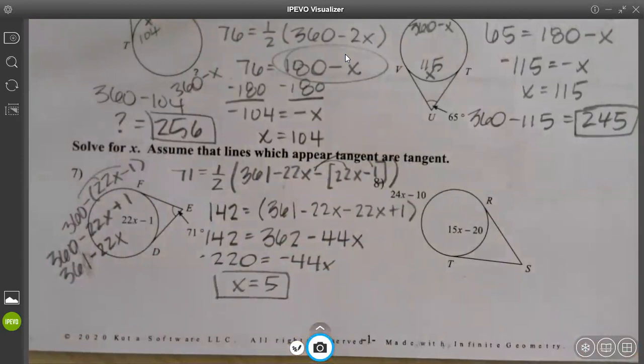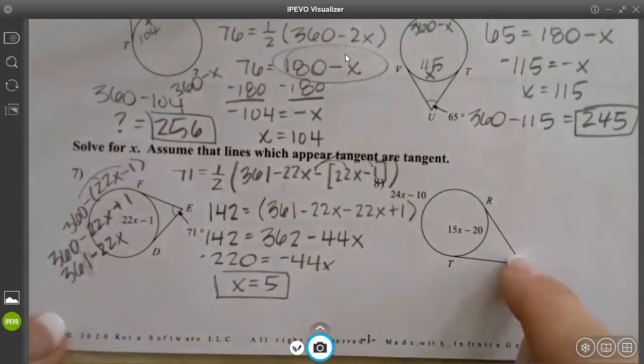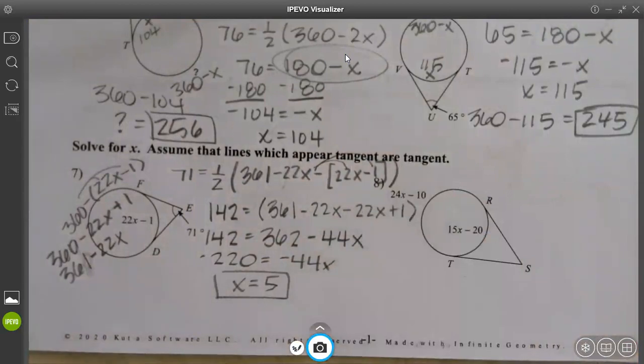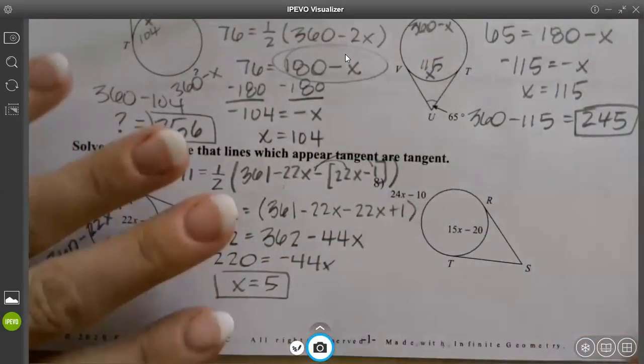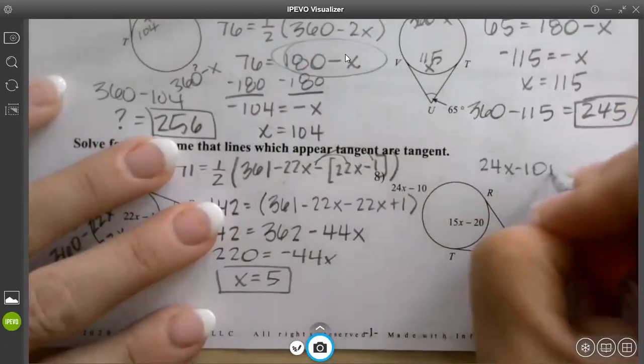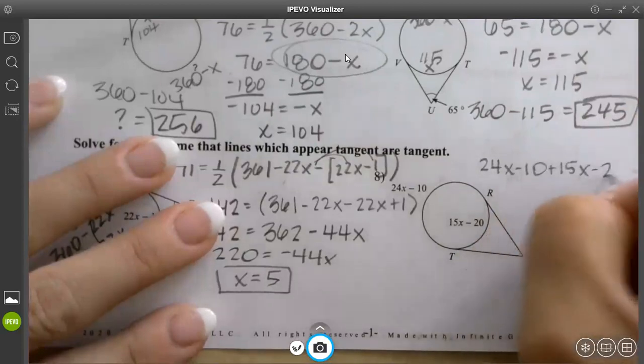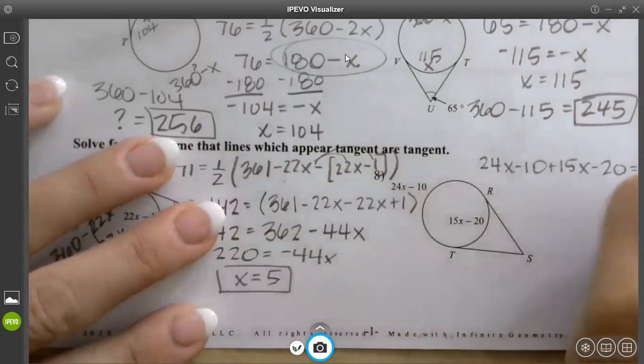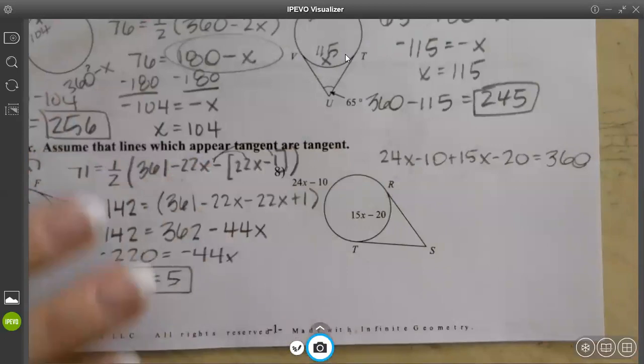All right, look at this one. What do I not have on this one? I don't have that angle, right? Do I need the angle to figure out what the x is on this one? No, because I have the 2 measures of the circle, and the circle adds to what? 360. So we're going to add these up. 24x minus 10 plus 15x minus 20 equals 360.